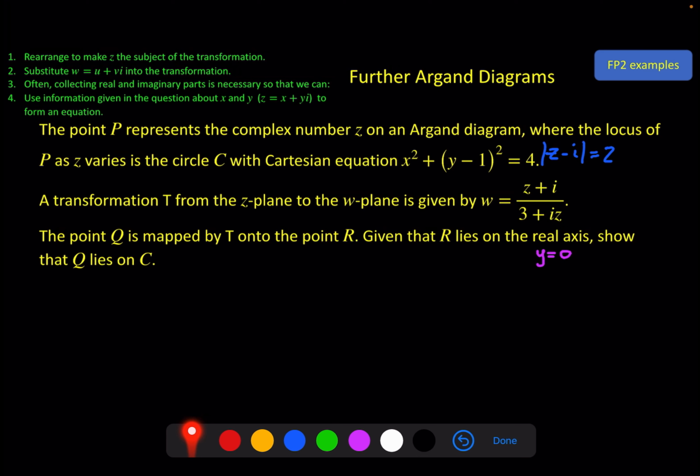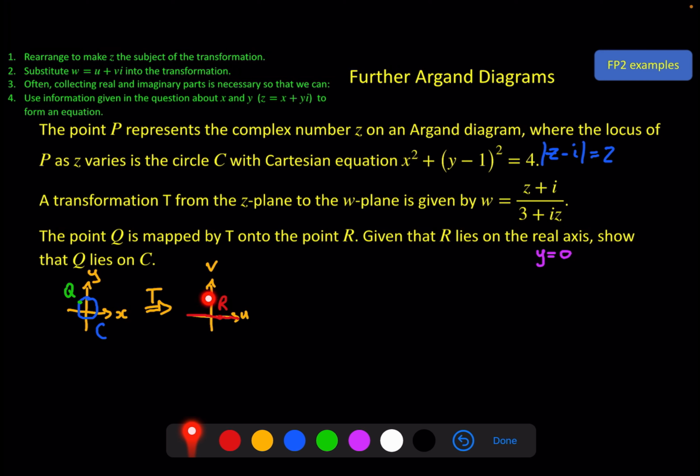To explain this, I'll quickly sketch on the side. The point Q is mapped by T onto the point R. So here we've got our Z plane, X and Y, and T is mapping this onto our W plane, U and V. We've got circle C with this Cartesian equation in the Z plane, that's here somewhere, and point Q is on here somewhere. That is mapped onto the point R, and R lies on the real axis. This is the key point. It's mapping onto this real axis here, and R is somewhere on this.